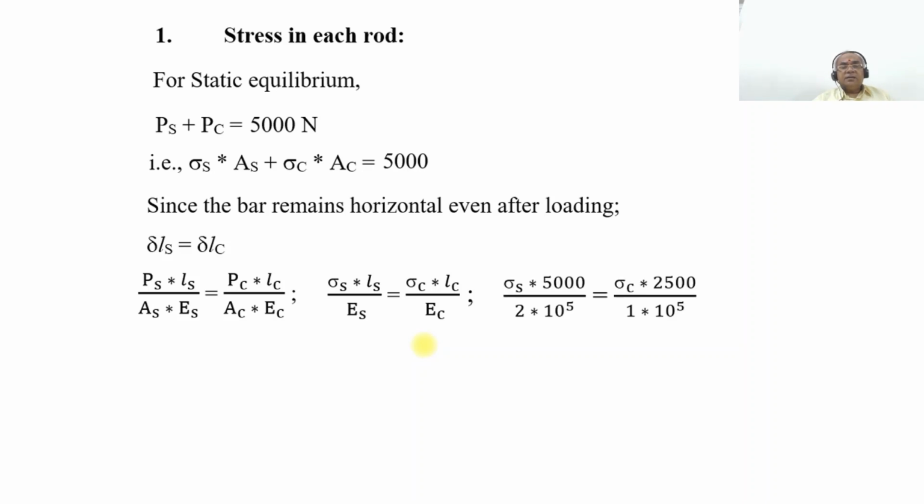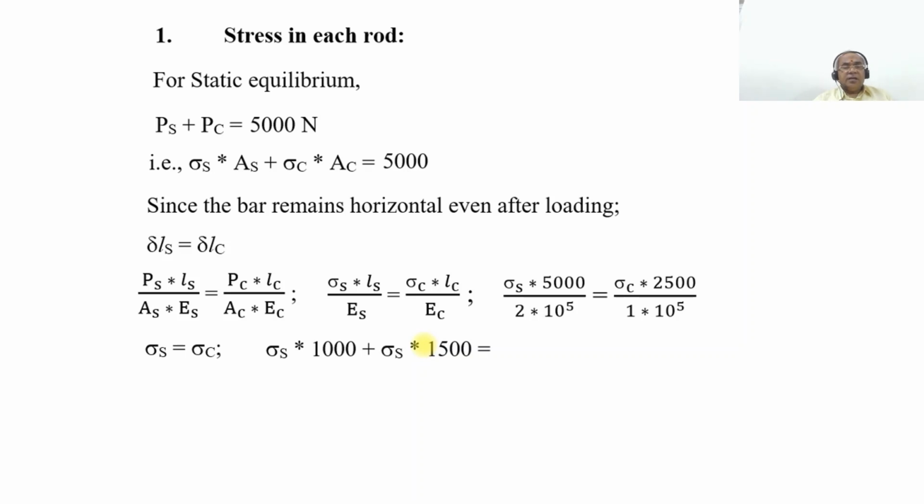So sigma S into the length of the steel bar, 5000, divided by Young's modulus, 2 into 10 to the power of 5, will be equal to the length of copper, which is 2500, into sigma C by 1 into 10 to the power of 5. On simplification, sigma S will be equal to sigma C. So therefore, substitute the value of sigma S and sigma C here.